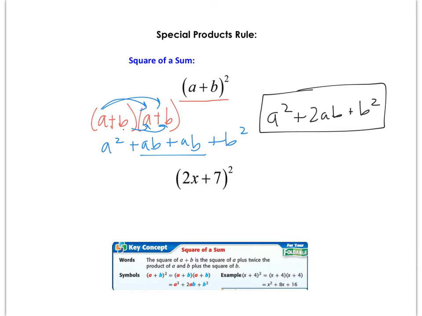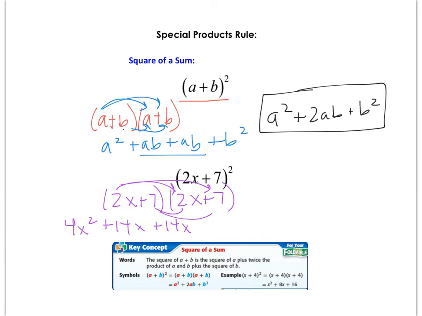So now let's take a look at multiplying (2x plus 7), the quantity squared. Here I'll write out (2x plus 7) times the quantity (2x plus 7). And when I FOIL this, I get 2x times 2x, which is 4x squared, plus 14x plus another 14x plus 49. If I combine my like terms there, I get 4x squared plus 28x plus 49.